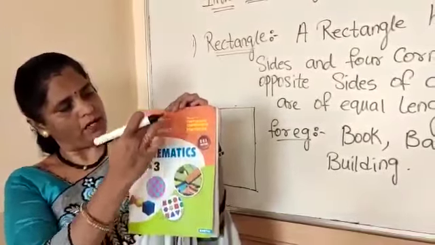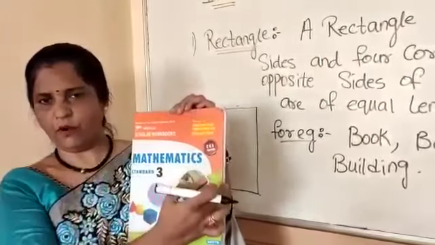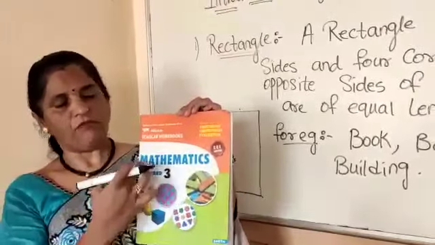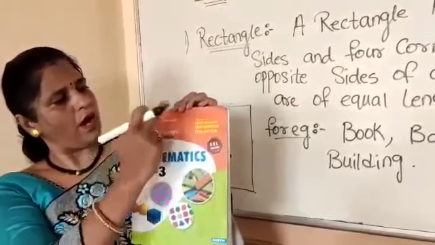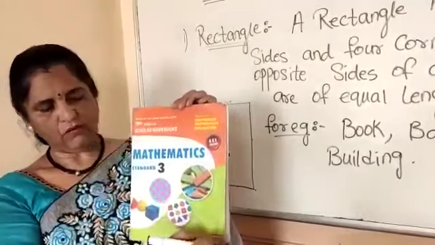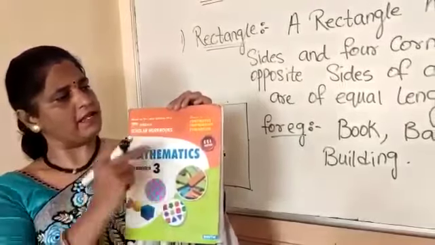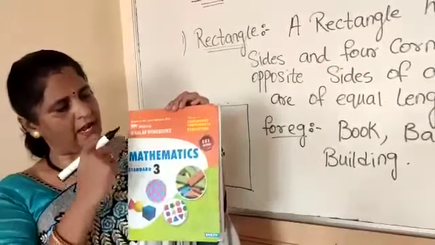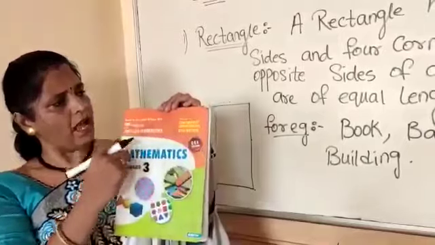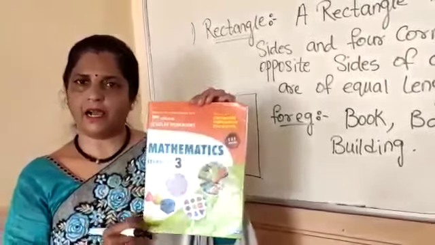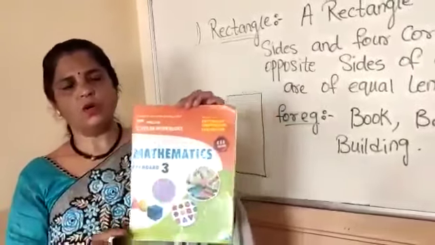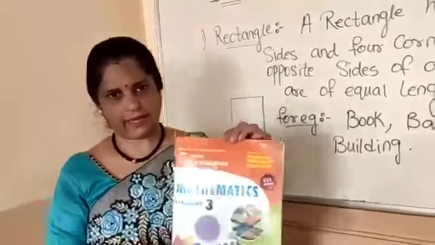See, 1, 2, 3, 4. Rectangle has four sides and four corners. 1, 2, 3, 4. Rectangle has four sides and four corners, and the opposite sides of the rectangle are equal. So this book is rectangle.